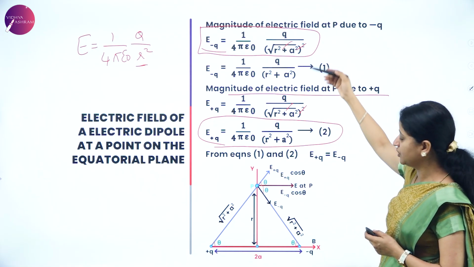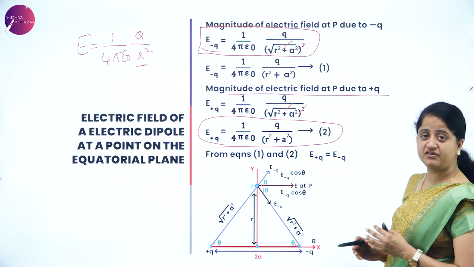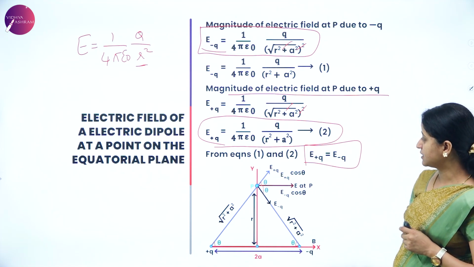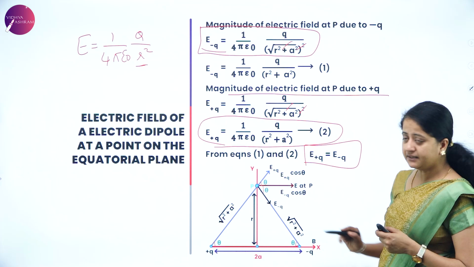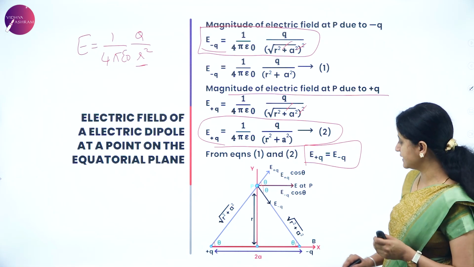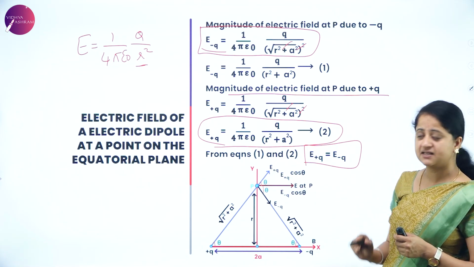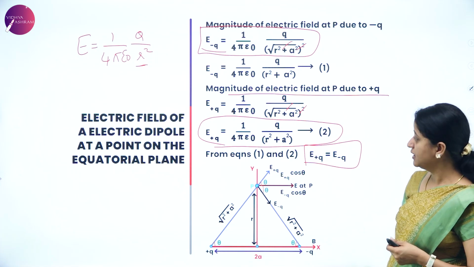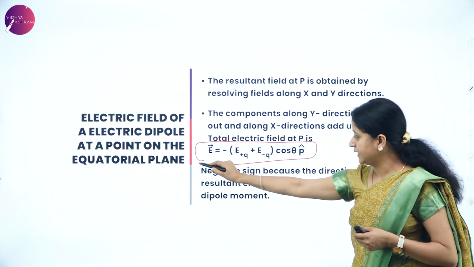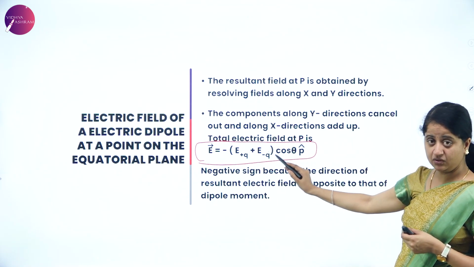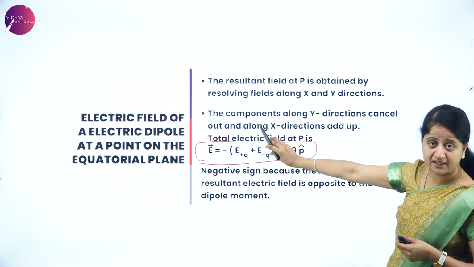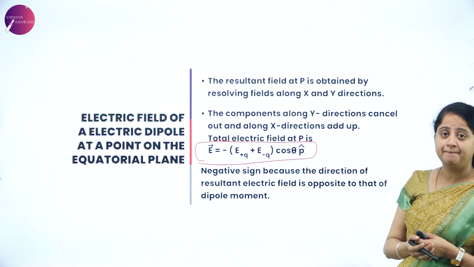So, from equation 1 and 2, we can say that the magnitude of electric field due to minus q and plus q are the same. That is E plus q is equal to E minus q. As I already said, the resultant of electric field at P can be obtained by resolving the components along the x-axis and y-axis, and the components along the y-axis will get cancelled. The components along the x-axis will add up. So when adding the components along the x-axis, we get electric field E is equal to E plus q plus E minus q, that is the magnitude of electric field due to plus q plus the magnitude of electric field due to minus q, into cos theta, p cap.